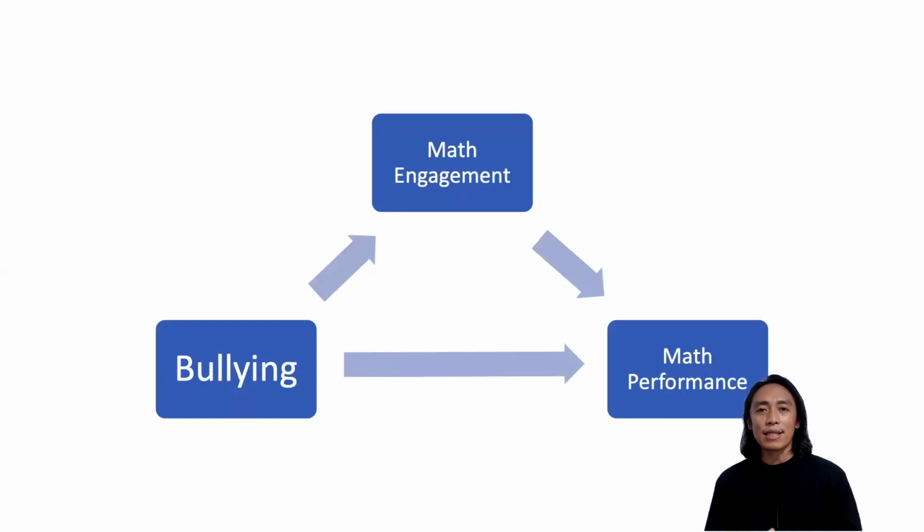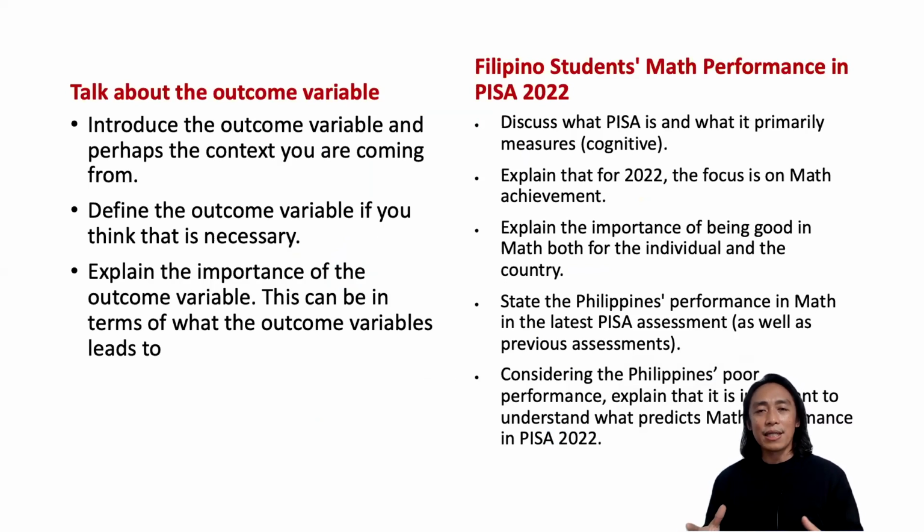So basically, I'm hypothesizing that bullying negatively predicts math performance and that such negative impact is explained by math engagement. Therefore, I predict that bullying lowers math engagement, and it's the lowering of the math engagement that leads to the lower math performance. So what could the title of this study be? It can be something like the mediating role of math engagement in the relationship between exposure to bullying and math performance.